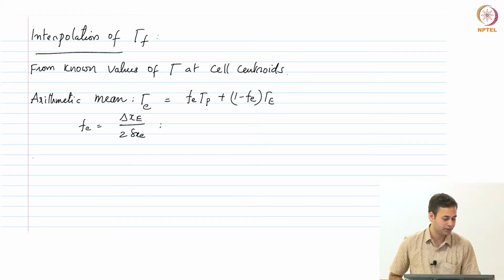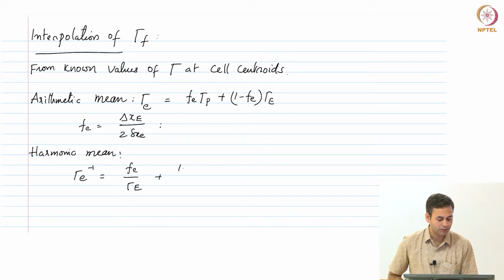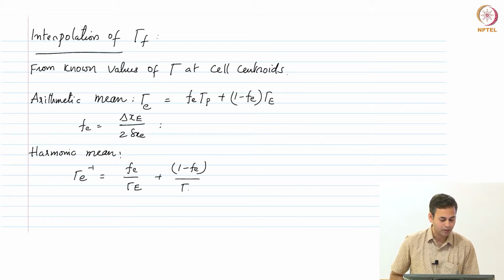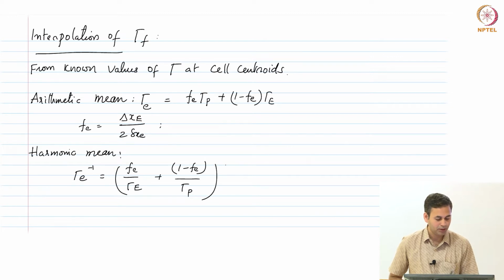And then we also had this harmonic mean, which was given by gamma east inverse equals what? Fe by gamma e plus 1 minus Fe by gamma p, right, is what we had. Gamma e inverse equals so and so, or I could even write gamma e equals so and so to the minus 1, right. So, this is what we have for the harmonic mean.